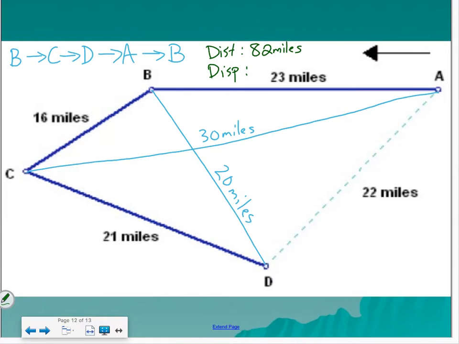What's my displacement? 0. Very good. Do I have a direction? No. If I'm not going anywhere, I don't need a direction. All right.